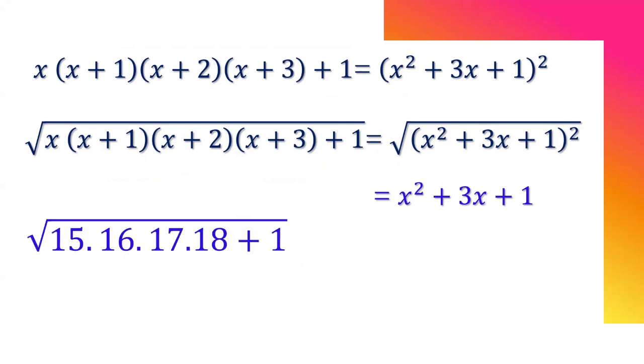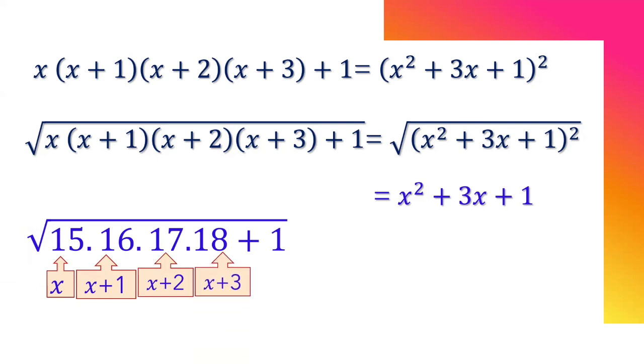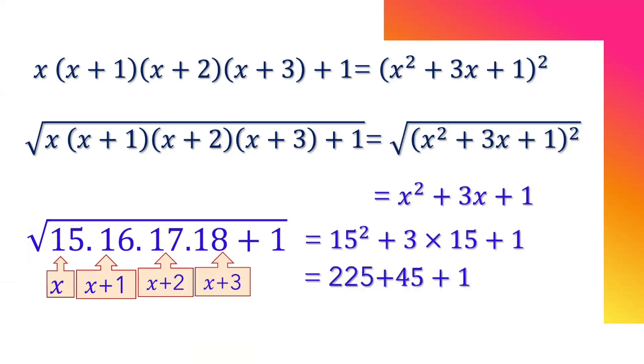Now for this number, 15 times 16 times 17 times 18 plus 1, you will see that this can be written like this. If 15 is x, then 16 is x plus 1, 17 is x plus 2, 18 is x plus 3, and then plus 1. So we can apply the previous formula by taking x equal to 15. Therefore you will get 15 square plus 3 times 15 plus 1. So 225 plus 45 plus 1, which is 271.